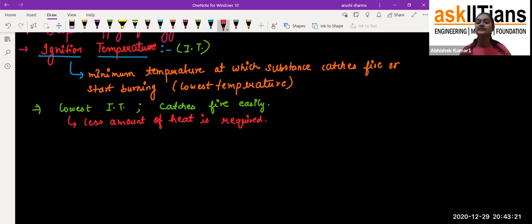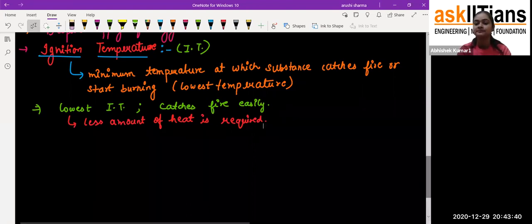So that means if the ignition temperature is lowest, we don't have to give more and more heat so that it can catch fire. If there is a low ignition temperature, we have to give only a small amount of heat. Okay, is everyone clear with ignition temperature, what the ignition temperature is?